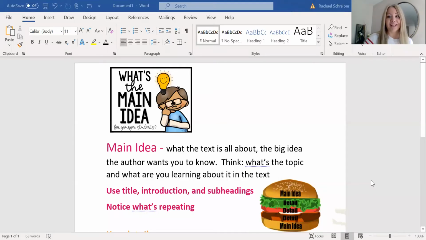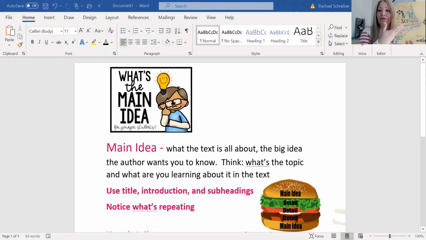So that's all well and good that we figured that out quickly, but oftentimes we do have to get into those key details. So look at our burger here. Main idea always starts the text, and then we have detail, detail, detail, and then we have main idea ending the text. In an expository nonfiction text, this is always the formula. So we can figure out the main idea usually right there in the introduction. And then at the end of the book, the author will talk about that main idea again.